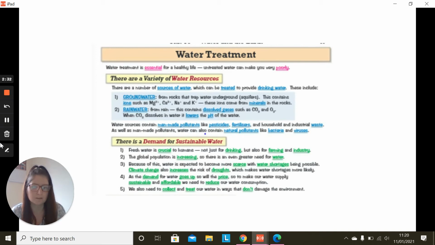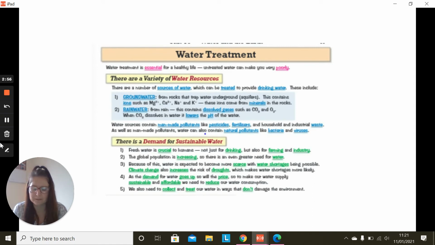Then we have rainwater, which is from the rain, and this contains dissolved gases such as carbon dioxide and oxygen, and when CO2 dissolves in water, it lowers the pH of the water. Okay. Water sources contain man-made pollutants like pesticides, fertilizers and household and industrial waste. As well as man-made pollutants, water can also contain natural pollutants like bacteria and viruses from microorganisms.